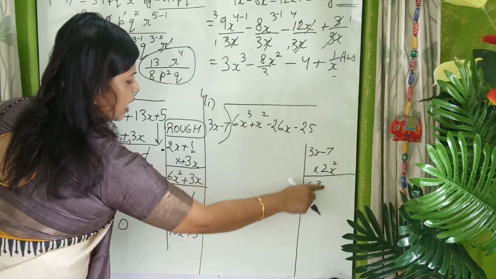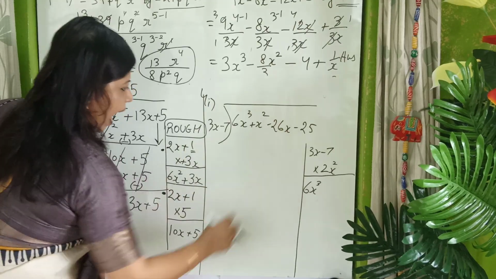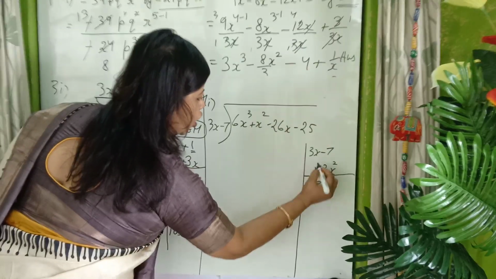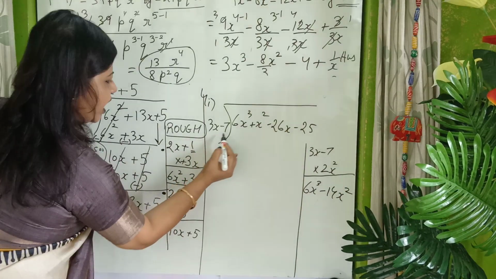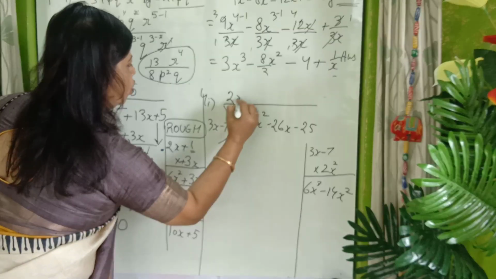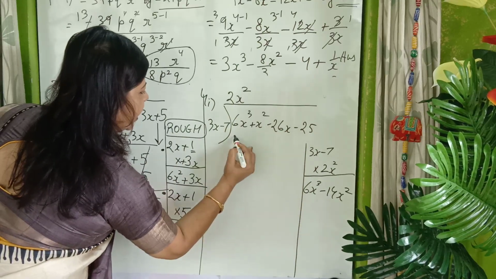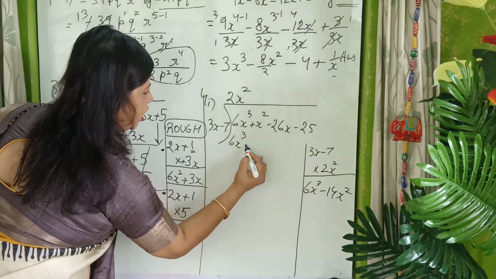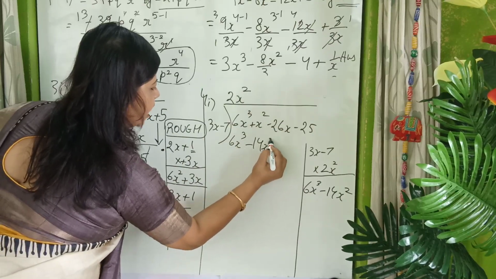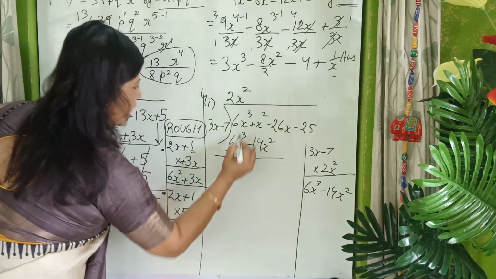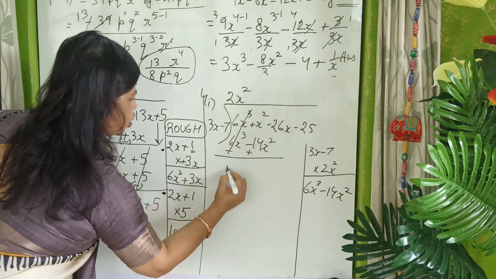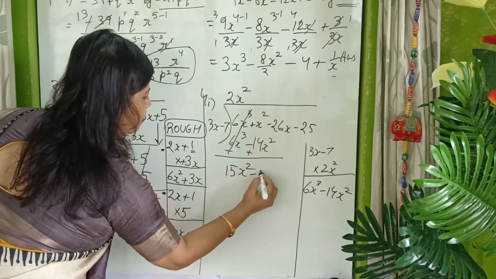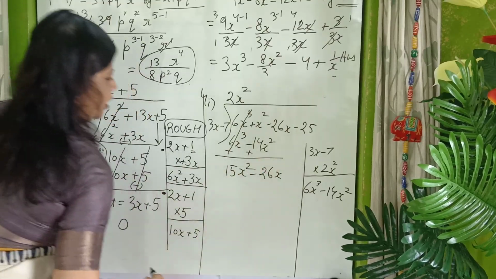2 plus 1, it will become x3. And what else I will get? 7 2s are 14. So here will be a minus 14x square. So 3x minus 7 into 2x square. What will I get? 6x to the power 3 minus 14x square. A plus, a minus. Cancel off. What remains? Plus 1 plus 14. So 15x square minus 26x.